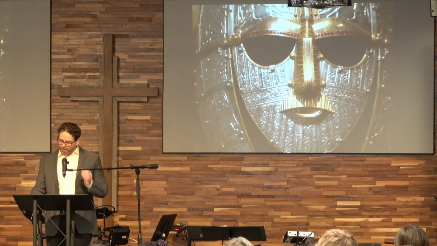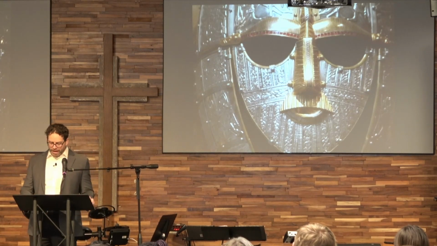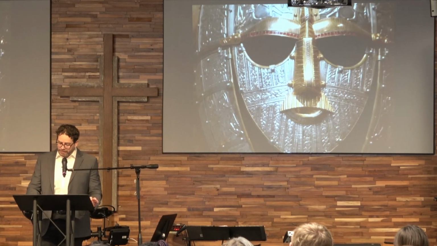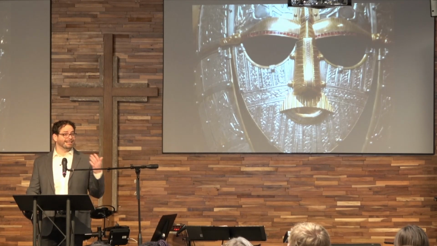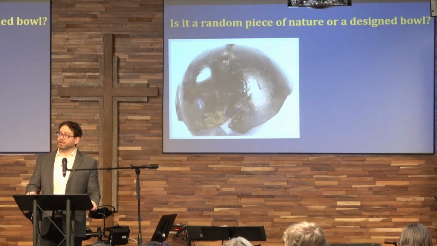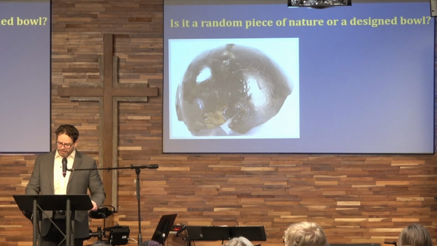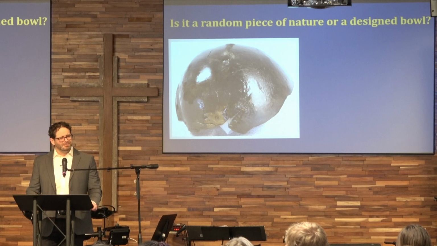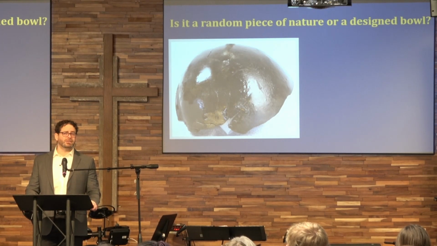But how do these archaeologists know when they're digging through the dirt? How do they know when they've discovered something that was designed by intelligent minds, i.e., prior civilizations? So, for example, they might be digging through the dirt and find something like this, and they might think, well, is this just a random piece of nature? Or is this some sort of designed bowl, let's say?